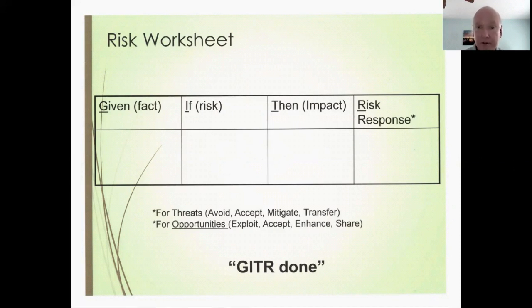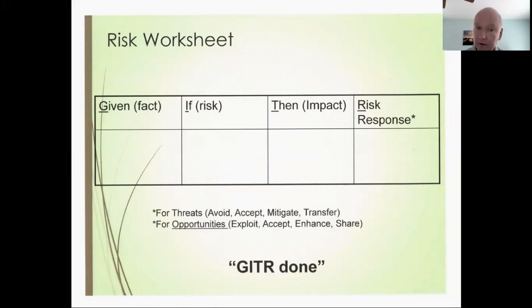And the risk response, there's two different types, right? There's for threats and opportunities. For threats, what are the 4 foundational responses? You can avoid the risk. You can accept it, just let it happen. You can mitigate, which is typically done, which is how to reduce it. Or you can transfer it to somebody else or many other people, right, to get rid of it.